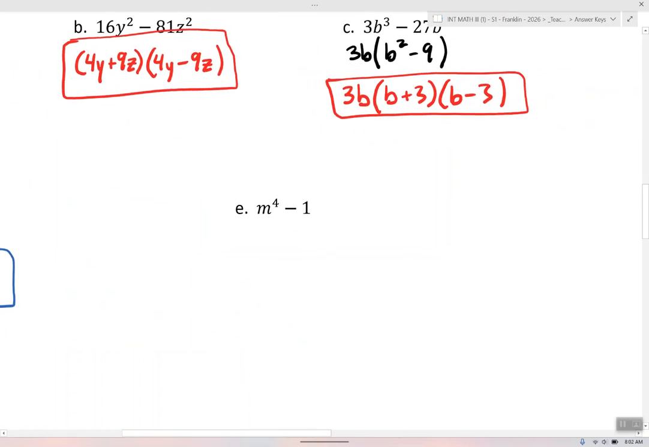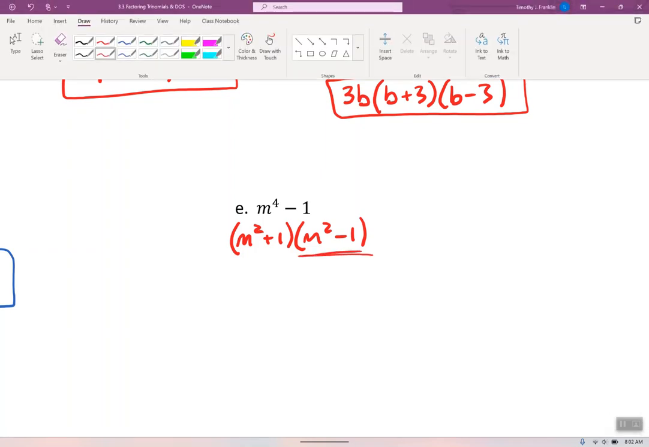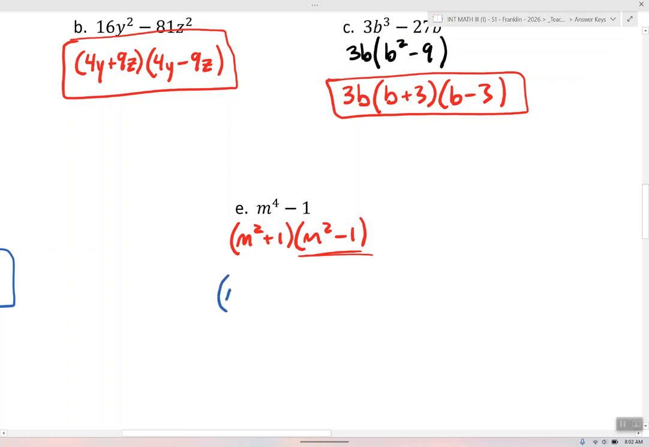Example E here, we have m to the 4th minus 1. So again, this is even, 4 is even, and 1 is always a perfect square because 1 times 1 equals 1. So this is m squared plus 1 and m squared minus 1. And so again, we have another difference of squares right here. So our final answer, m squared plus 1, doesn't change. Then we get m plus 1 and m minus 1.